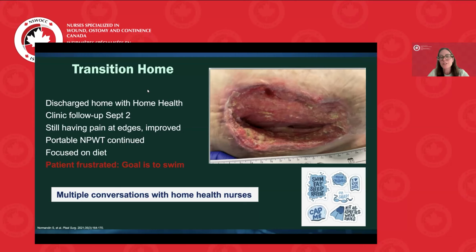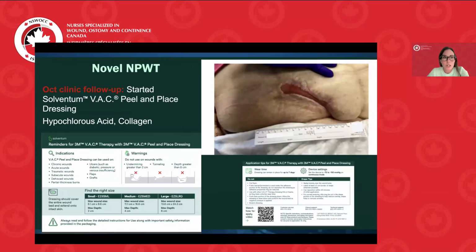We focused a little bit more on her diet at this point. She was up and moving. She was starting to feel better. Therefore, she was eating better. But at this point, she was really frustrated. She really wanted to swim. So this is a patient who was trying to lose weight, swimming prior. And I use that to say that at this point, when she's starting to get frustrated, just sitting down and talking to her and figuring out what made her tick gave us a goal. And the goal wasn't as much wound closure as it was she wanted to be in the pool. So we really used that as motivation for her.